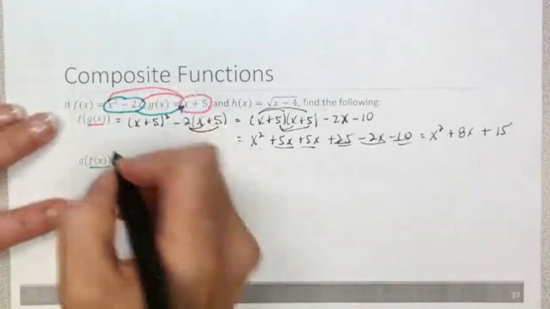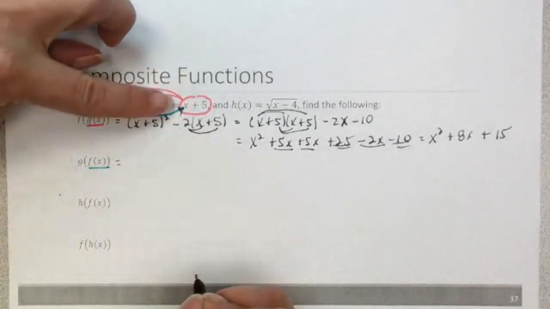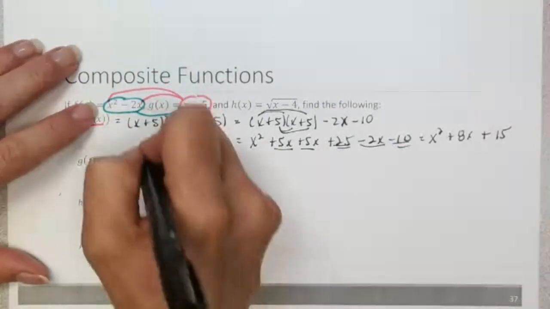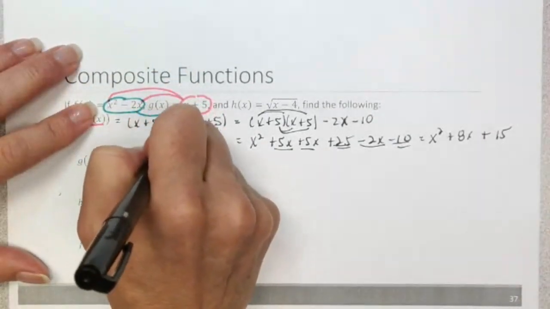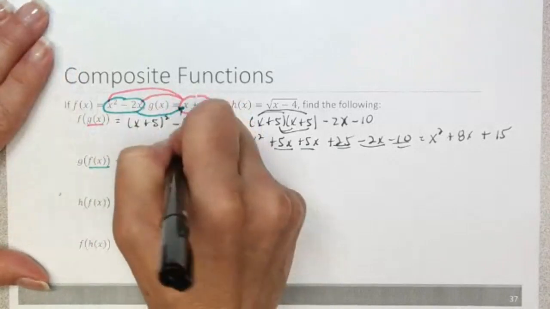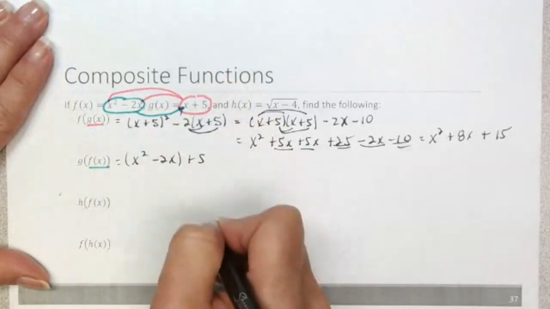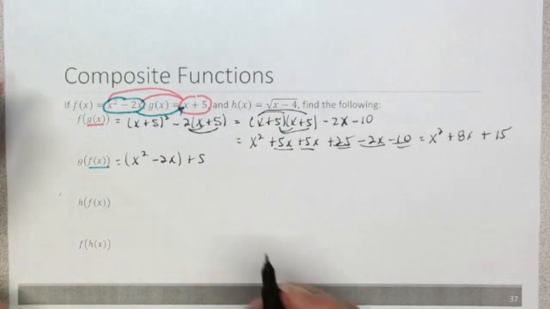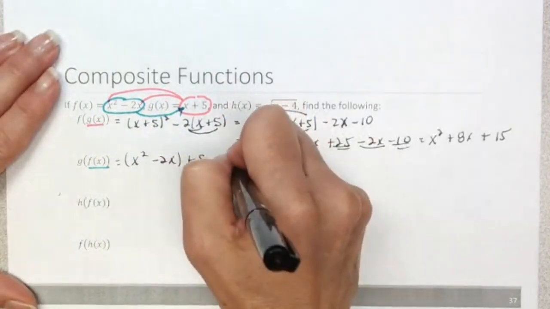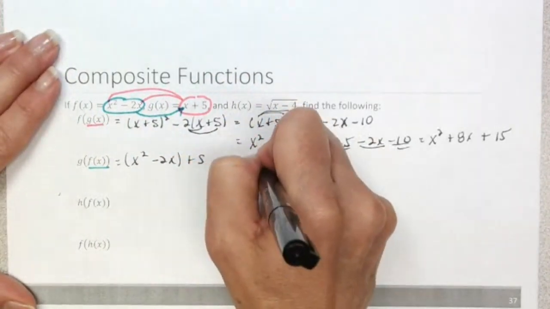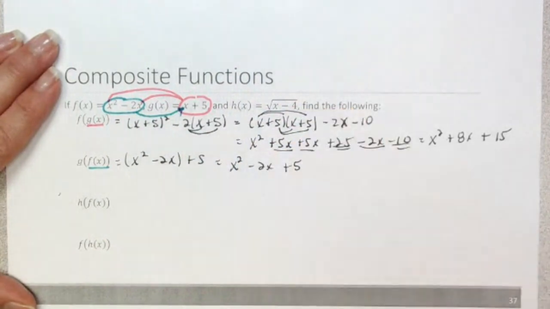All right, so let's go ahead and do that. Instead of g of x is x plus 5, but instead of x, it's going to be x squared minus 2x. That's our f of x, right? Plus a 5. Well, I didn't really need those parentheses, so I could just drop those if I wanted to, and this would be x squared minus 2x plus 5.